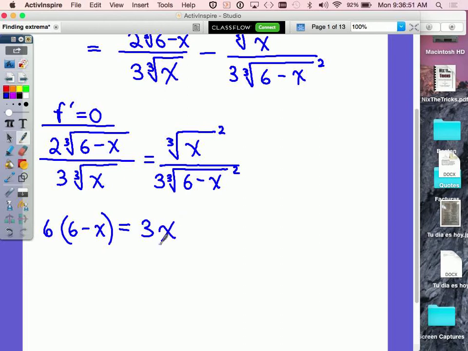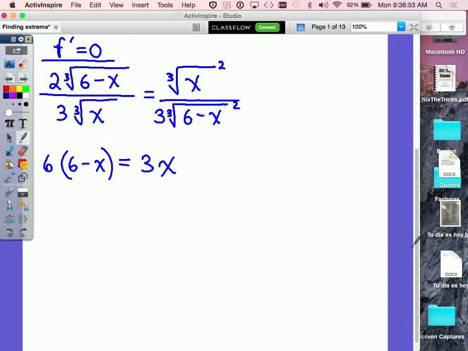So I can now finish this off very easily. 36 minus 6x equals 3x. So 36 equals 9x. And we're left with x equaling 4. So I have a critical value at x equals 4.